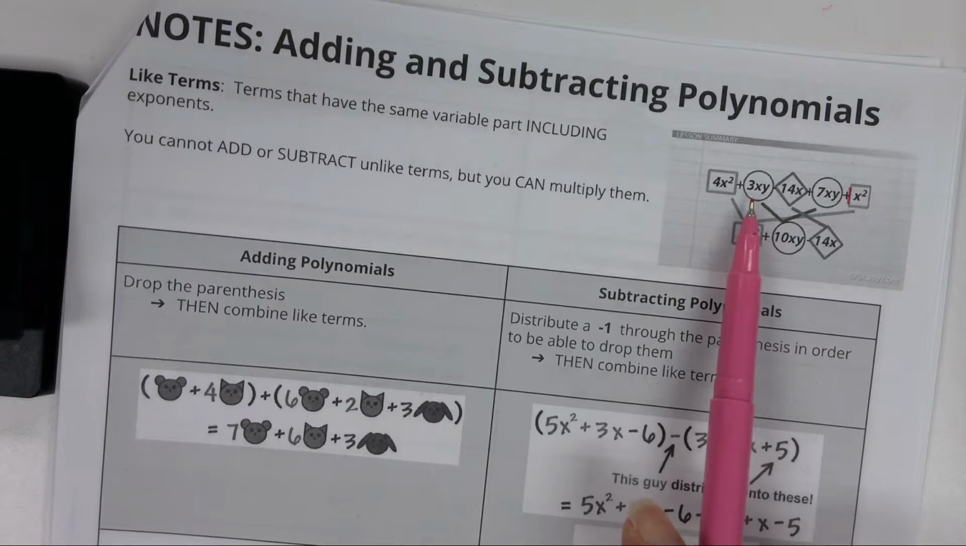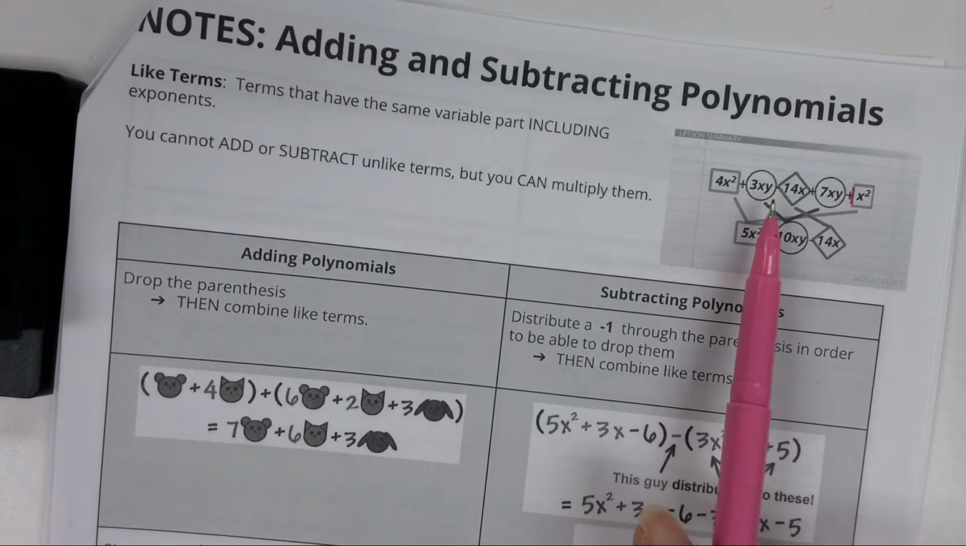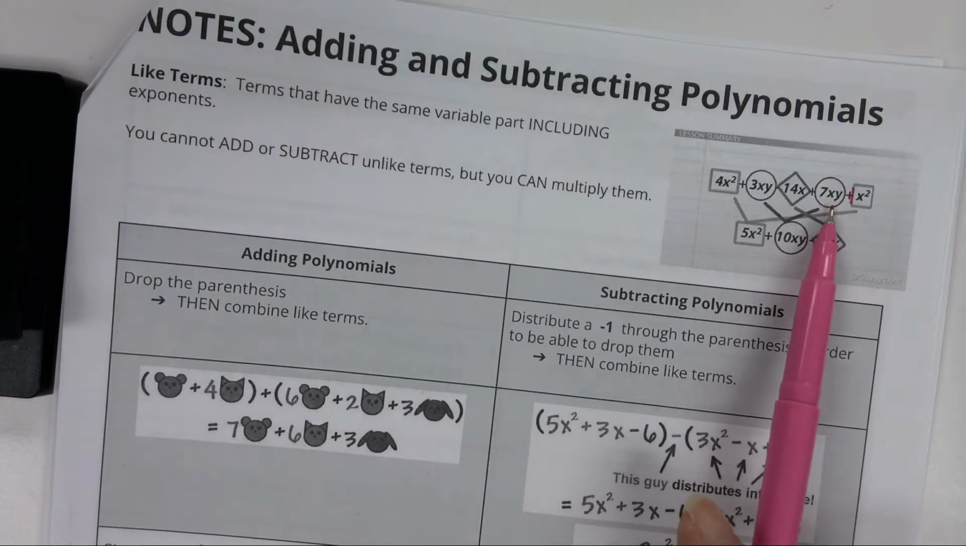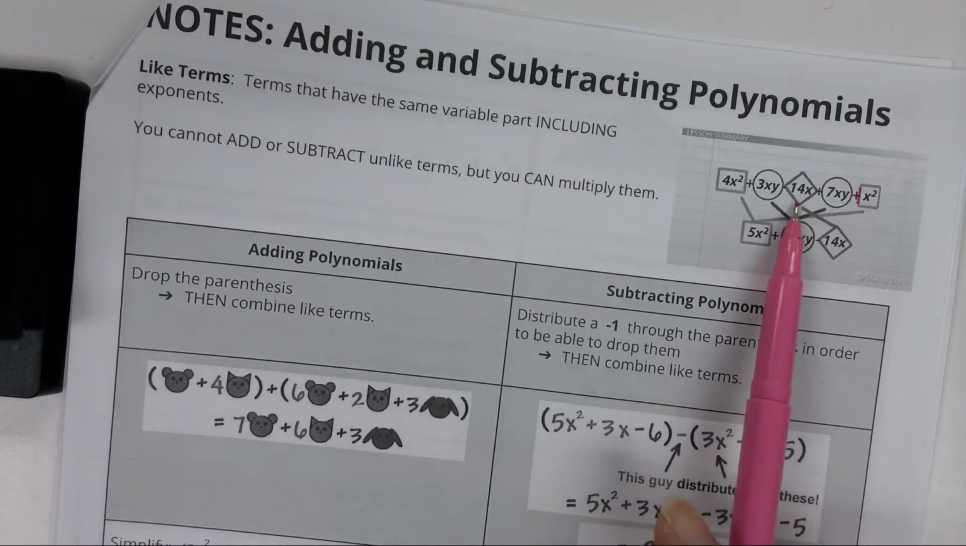The only thing we can add or subtract xy's with is if there's an xy. So 3xy and a 7xy would make 10xy. And then there's no other x term, so I just have 14x.